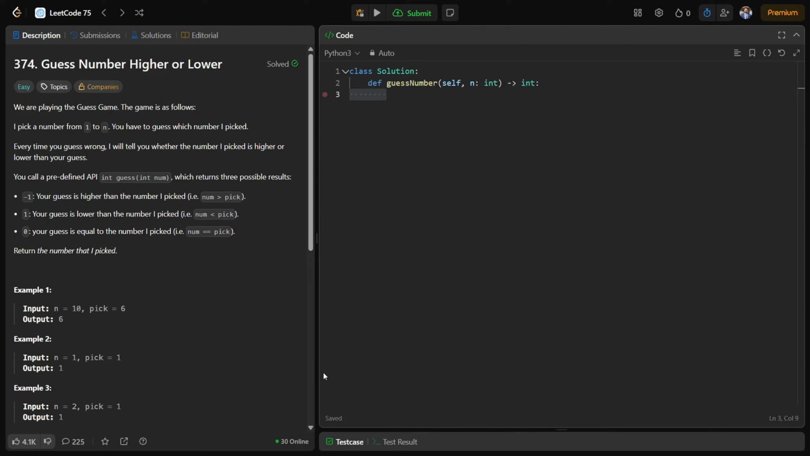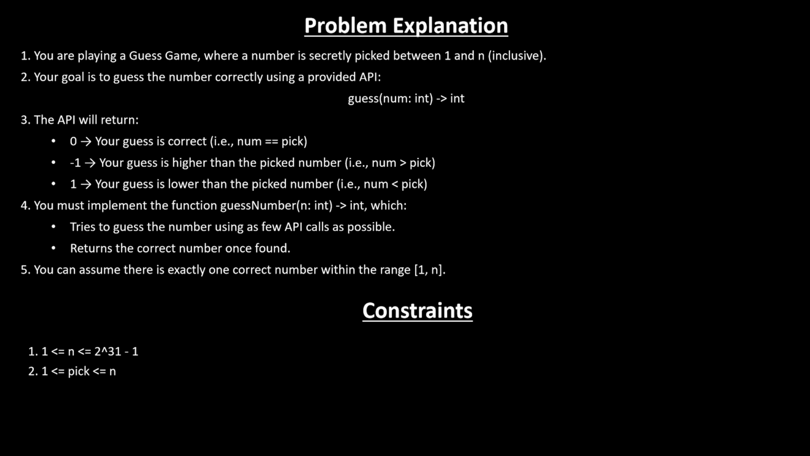Let's begin with the 53rd question. Question 374. Guess number higher or lower. The level of the problem is easy. I will request you to read the question beforehand as I will deep dive into the PPT and explain it in a simpler way. Now let's understand the problem in the easiest way possible.